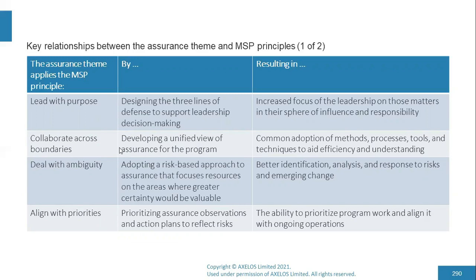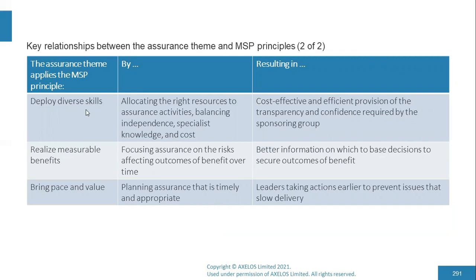Dealing with ambiguity, in other words, dealing with risks, is done by adopting a risk-based approach to assurance that focuses resources on the areas where greater certainty would be valuable. Aligning with priorities would deal with prioritizing assurance observations and action plans to reflect risks, so that the program can deal with emerging information. Deploying diverse skills is about allocating the right resources to assurance activities, balancing independent specialist knowledge and cost, whereas realizing measurable benefits is connected with focusing assurance on the risks affecting outcomes of benefit over time. And lastly, bringing pace and value is about planning assurance that is timely and appropriate so that the program's changes and the ongoing business operations are in balance with each other.